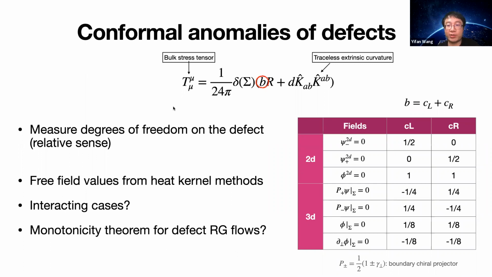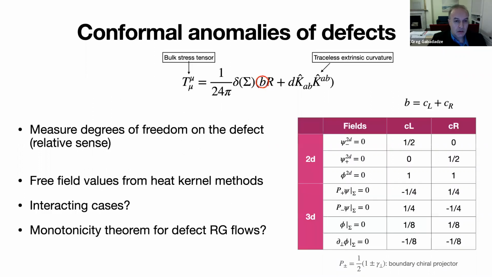For free fields with Lagrangian boundary conditions, like a free scalar field with Dirichlet boundary condition, with Neumann boundary condition, or fermions with the standard boundary condition that involves these chiral projectors, the values of these defect conformal anomalies can be extracted from the heat kernel methods. But one would like to understand what happens in the interacting cases. Can we also determine the conformal anomalies in the interacting cases? And more generally, one would wonder whether there's a monotonicity theorem associated with defect RG flows, where this anomaly coefficient decreases monotonically as you tune the RG scale.